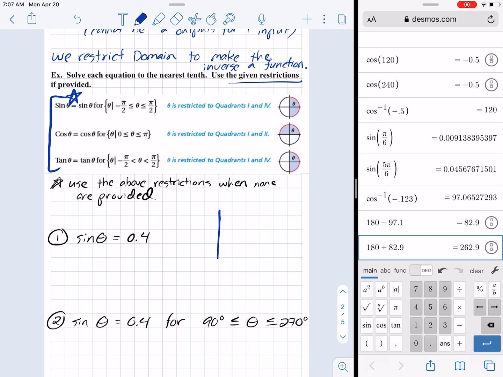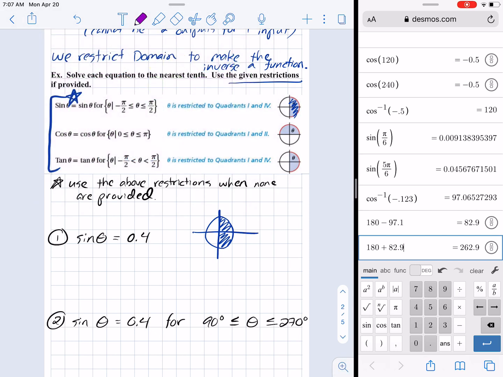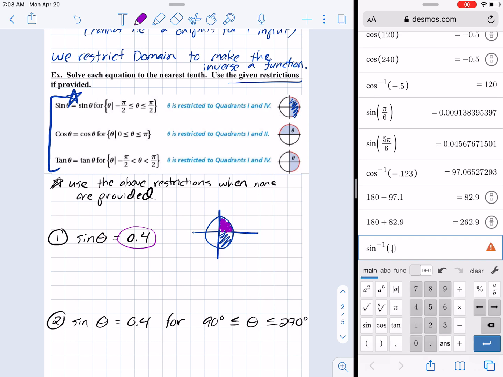Okay, so for number 1, sine is restricted to the two quadrants on the right, quadrant 1 and quadrant 4. Great. That's only going to give us one answer because here our ratio for sine is positive, and that means a positive ratio for y needs to be in quadrant 1, and I would just go ahead and enter the inverse sine of 0.4, gets us an angle measure of 23.5. It says round to the nearest tenth, so 23.6 degrees.